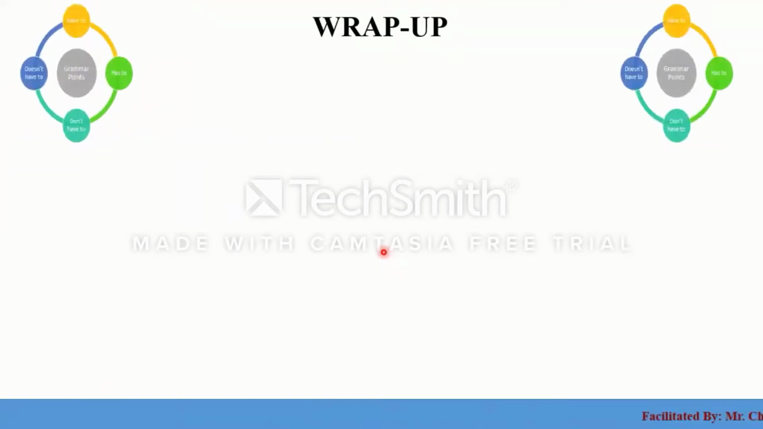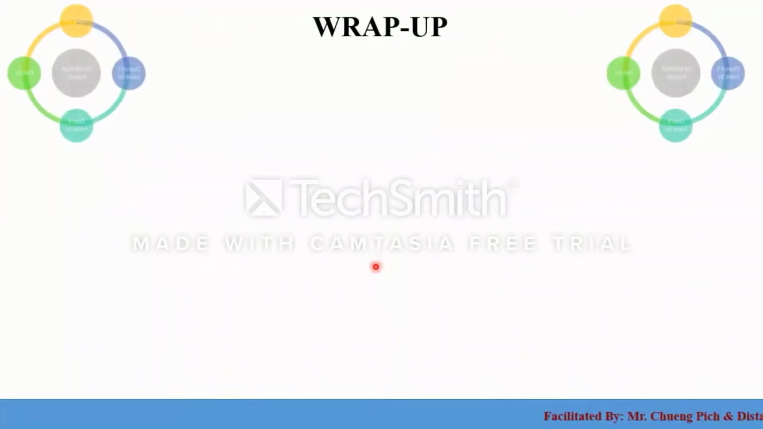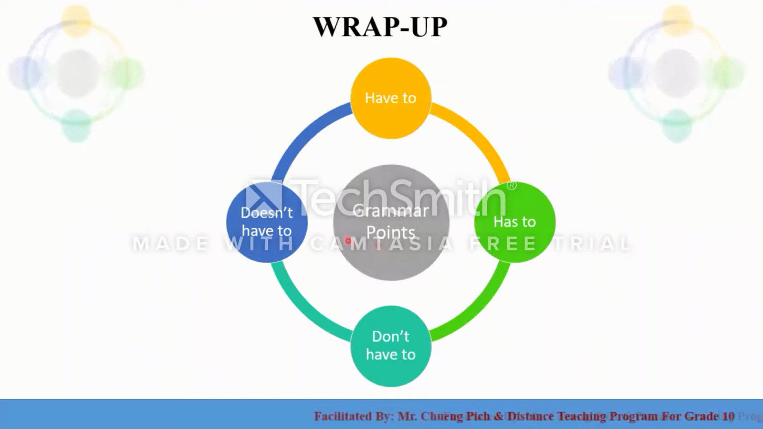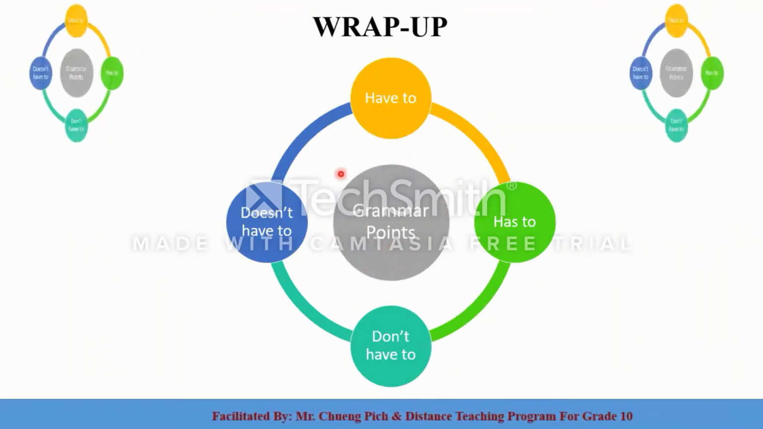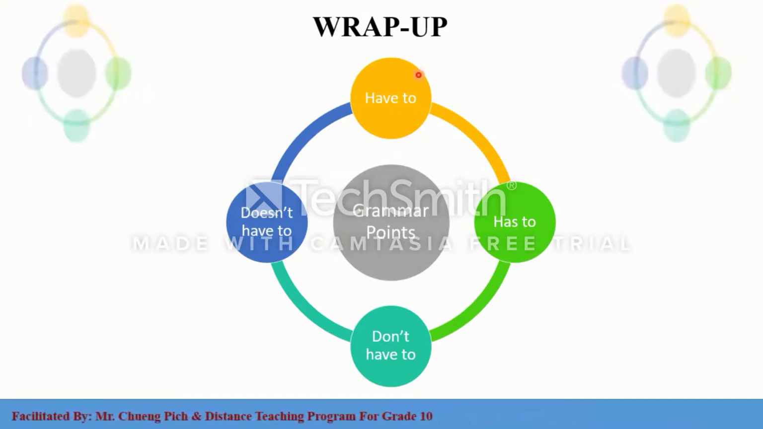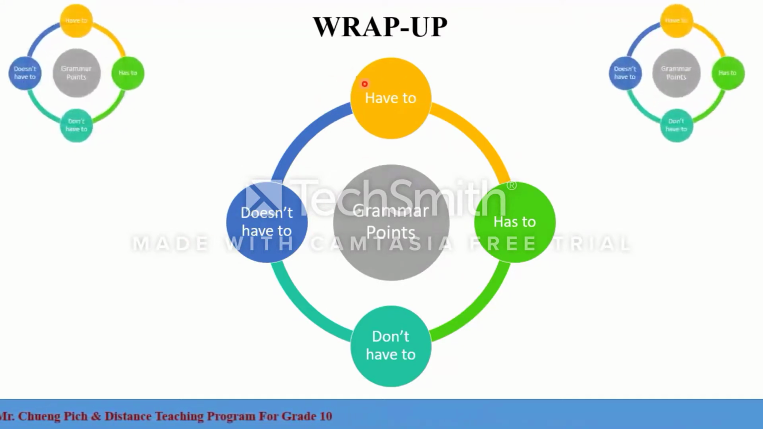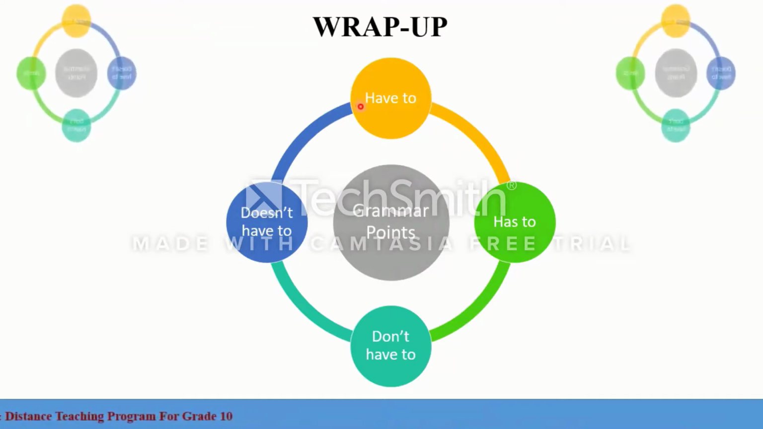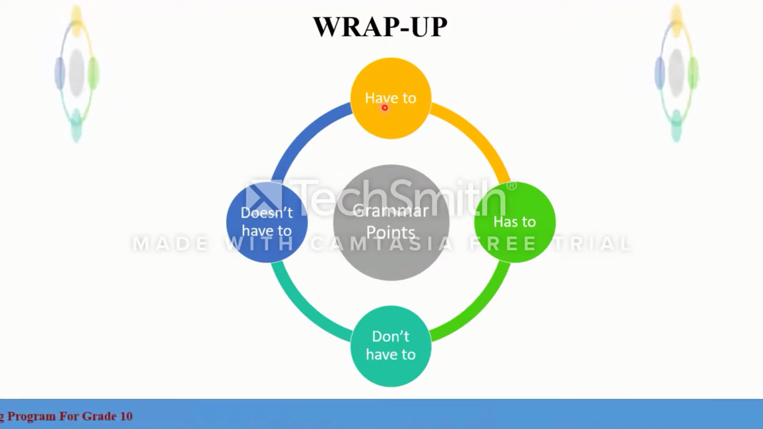So getting to the wrap up activity. So do you still remember what we have learned so far in today's lesson? Of course, today we have learned grammar points, which is about have to, has to, don't have to, and doesn't have to. When we talk about have to, we use it in the positive form with the four subject pronouns I, you, we, they, and plural subjects as well.